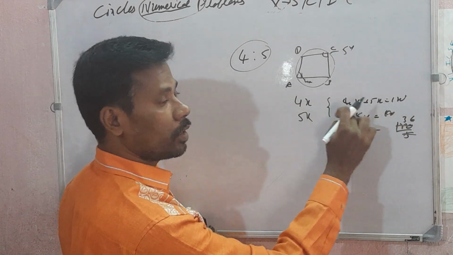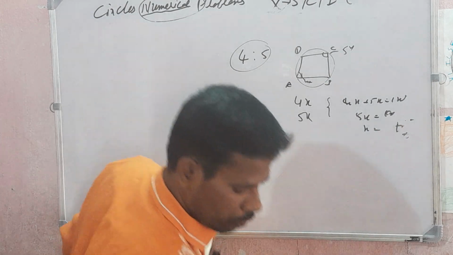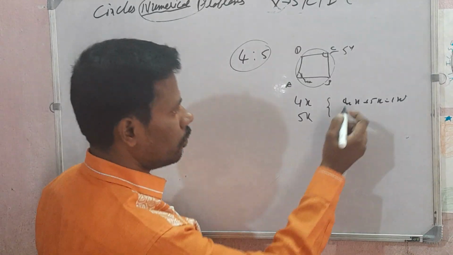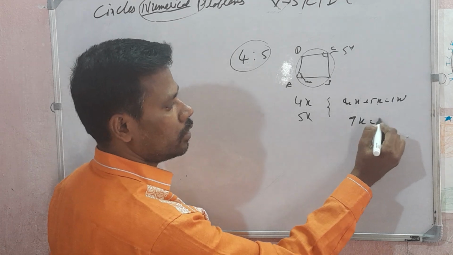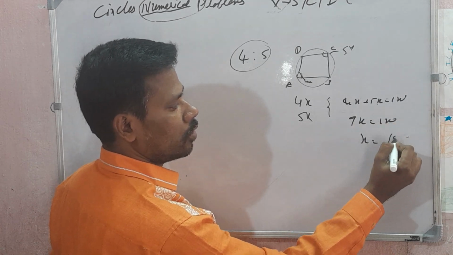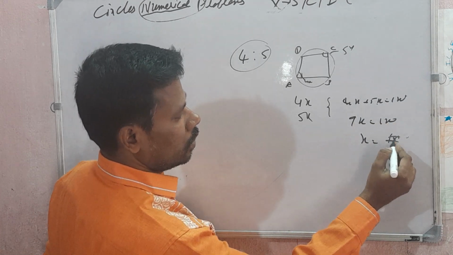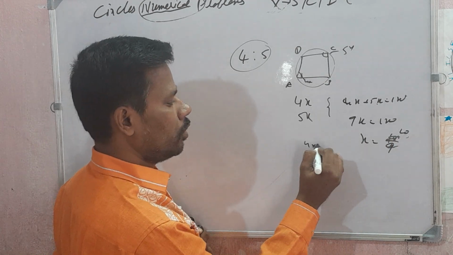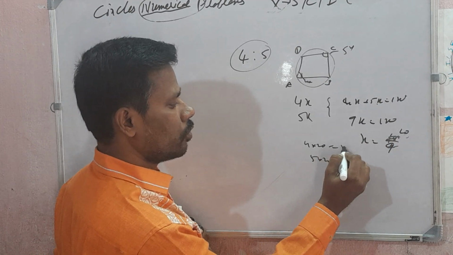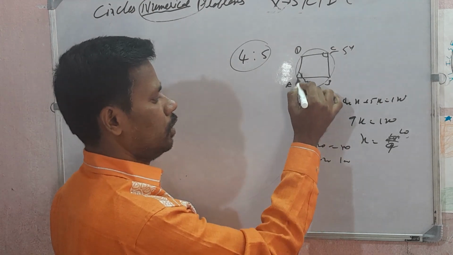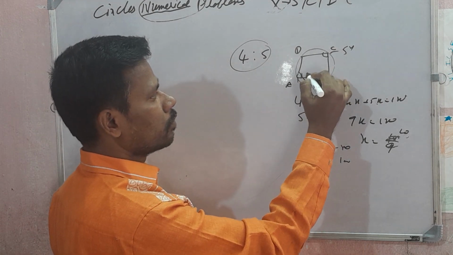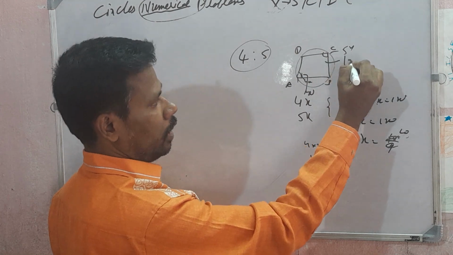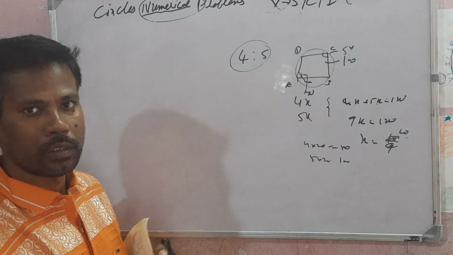I am sorry, please make a note of this. 5 plus 4 is 9, so 9x is equal to 180. So x is equal to 180 by 9, that is 20. Right? So 4 into 20, 5 into 20. 4 twenties are 80, 5 twenties are 100. So these angles are 80 and 100. Right?